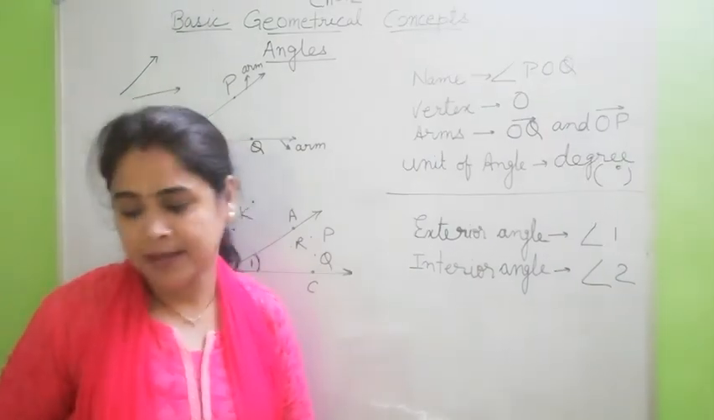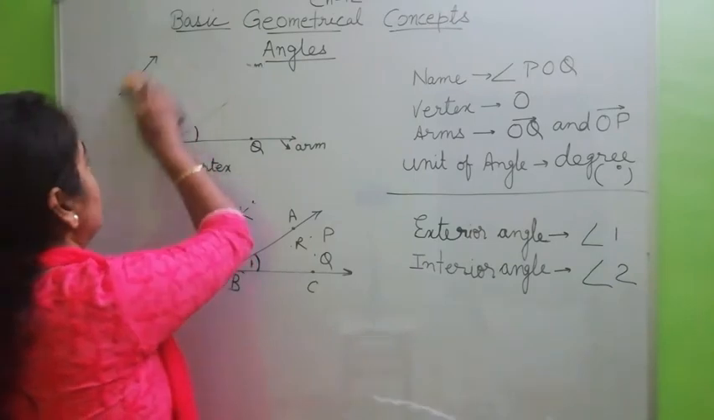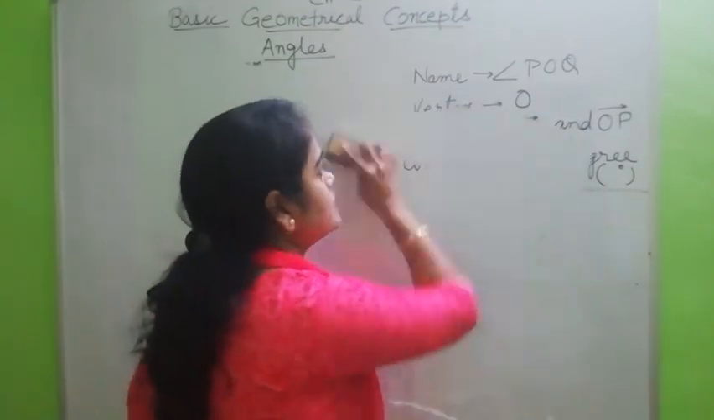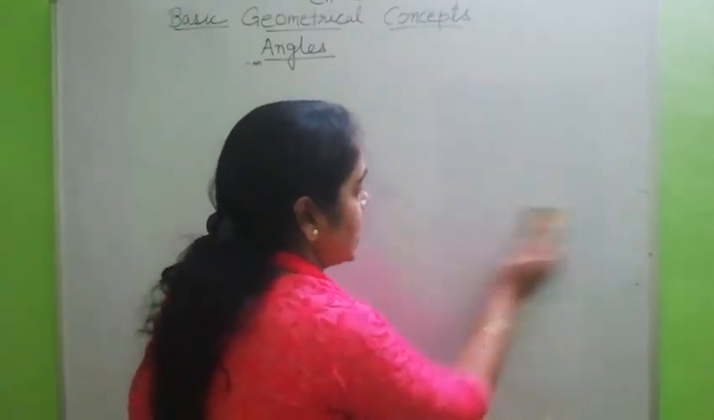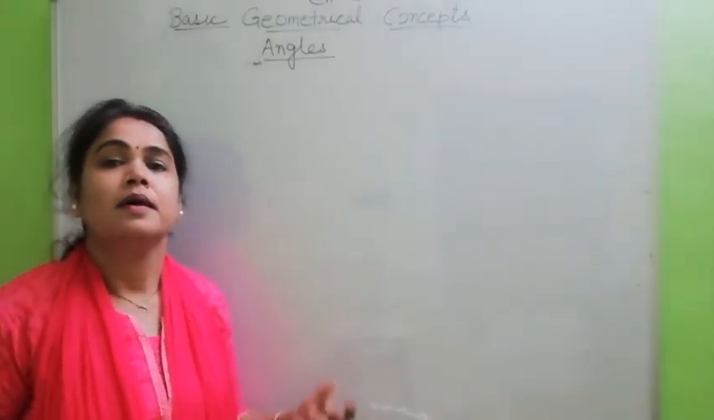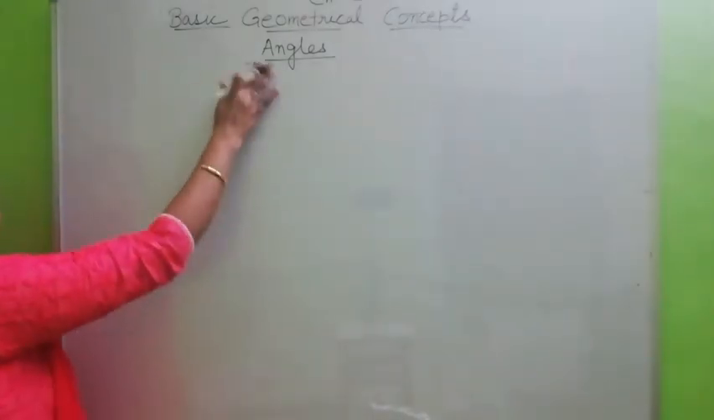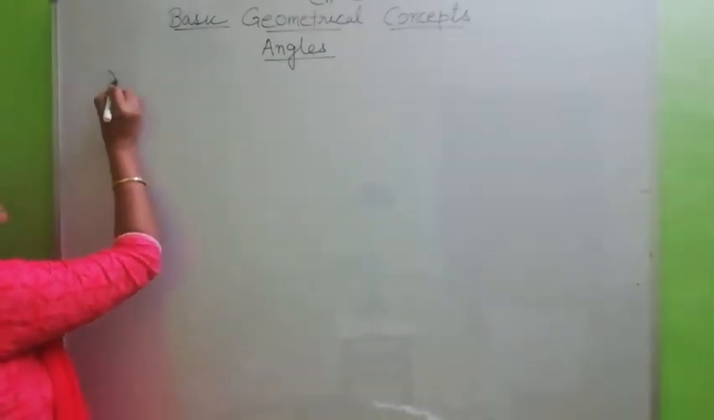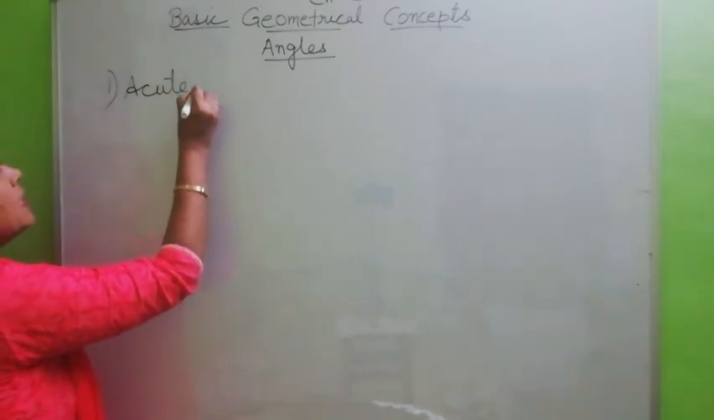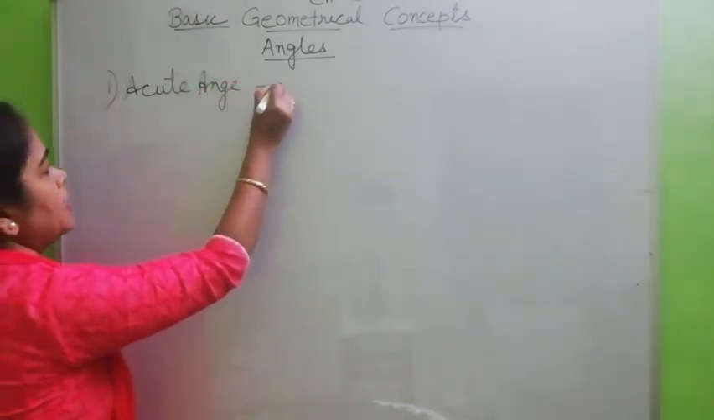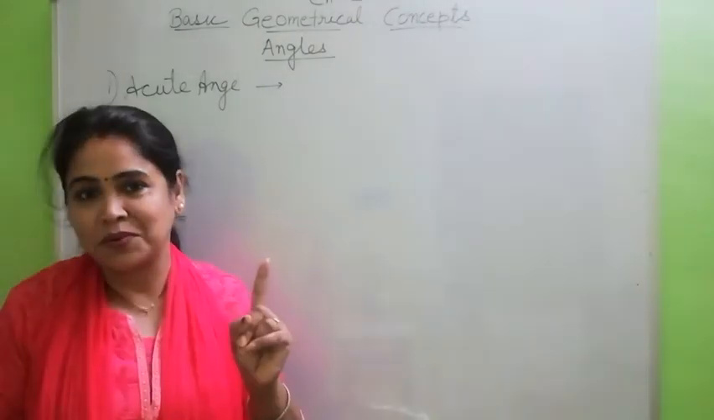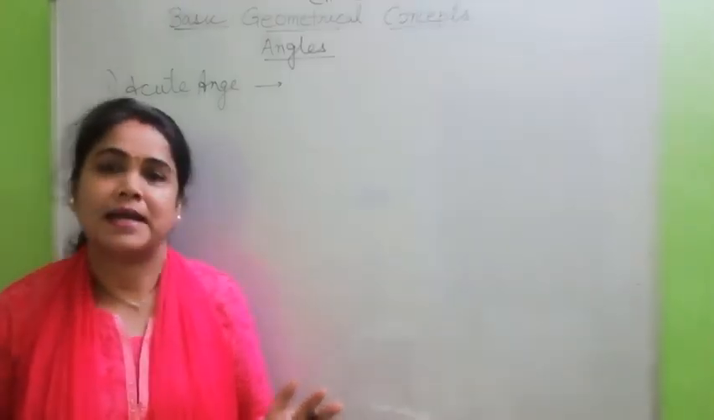In types of angles, I will explain first that according to the gaps between the arms, in the interior or exterior, you can say, we name the angles. So first we start with the gap, suppose less than 90, then it is called an acute angle. An acute angle lies between 0 and 90, not equal to 90, not equal to 0, between 0 and 90.